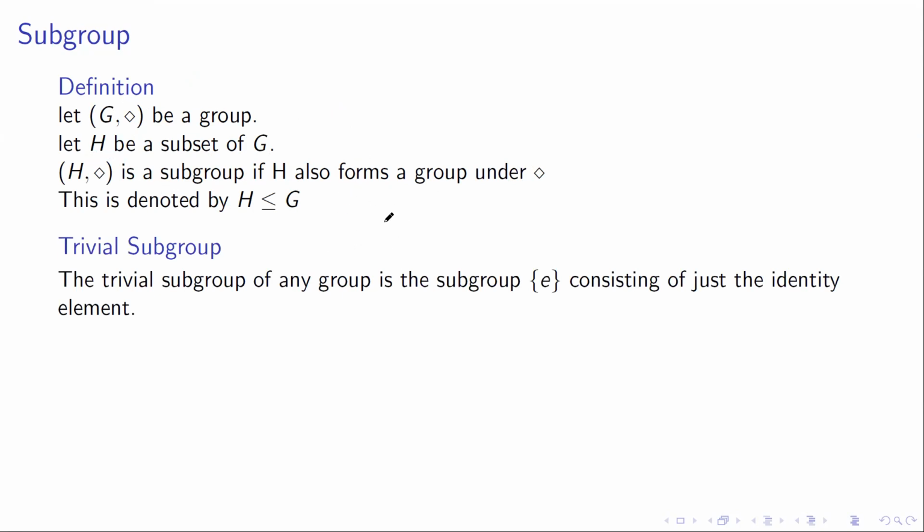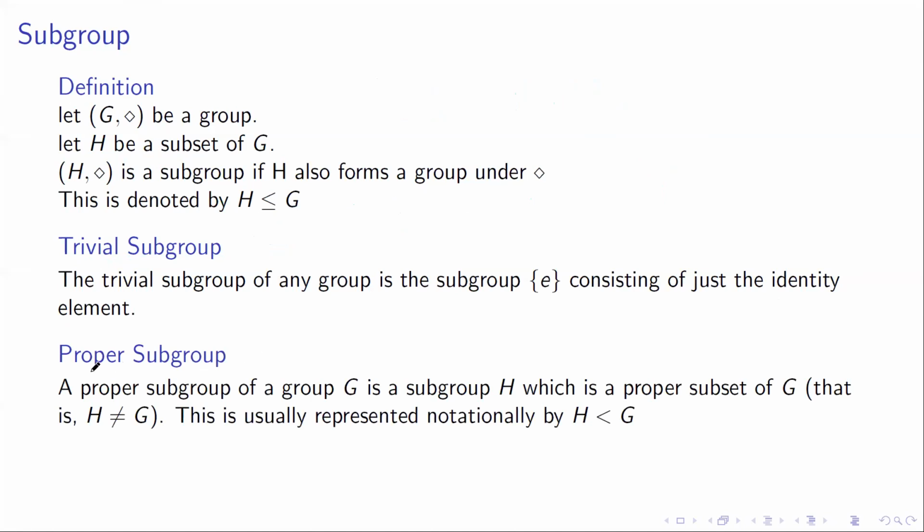A direct implication from this is that every set has itself as a subset, and also the empty set as a subset. And the trivial subgroup of any group is the subgroup that consists of just the identity element. Every group must have this trivial subgroup, because every group must have an identity element. So you can always take the identity element out and it forms a group itself.